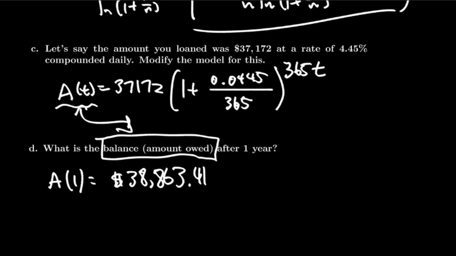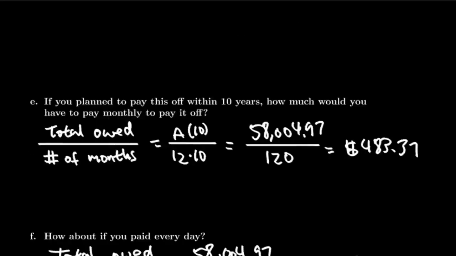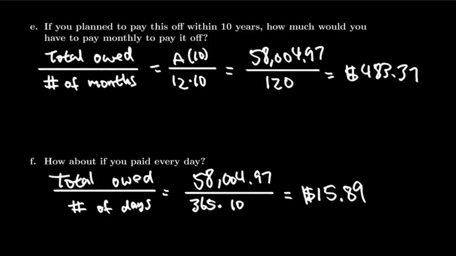If you did compounding monthly, actually, let me just calculate that out real quick. If you compounded monthly, then the amount owed after a year would still be kind of close. But actually, let's look at what you get after 10 years if it were compounded monthly, because that's going to show us quite a bit of difference. It'd be 57,958.